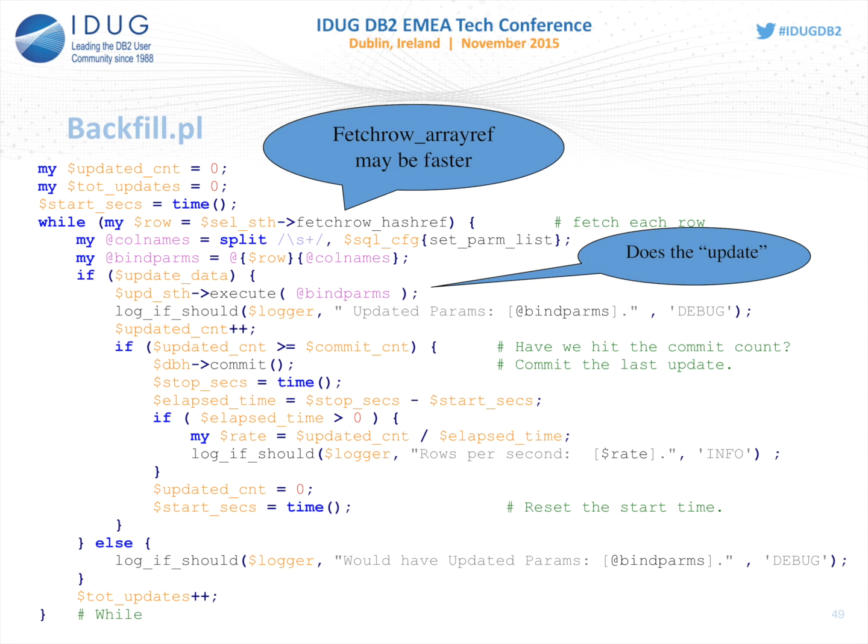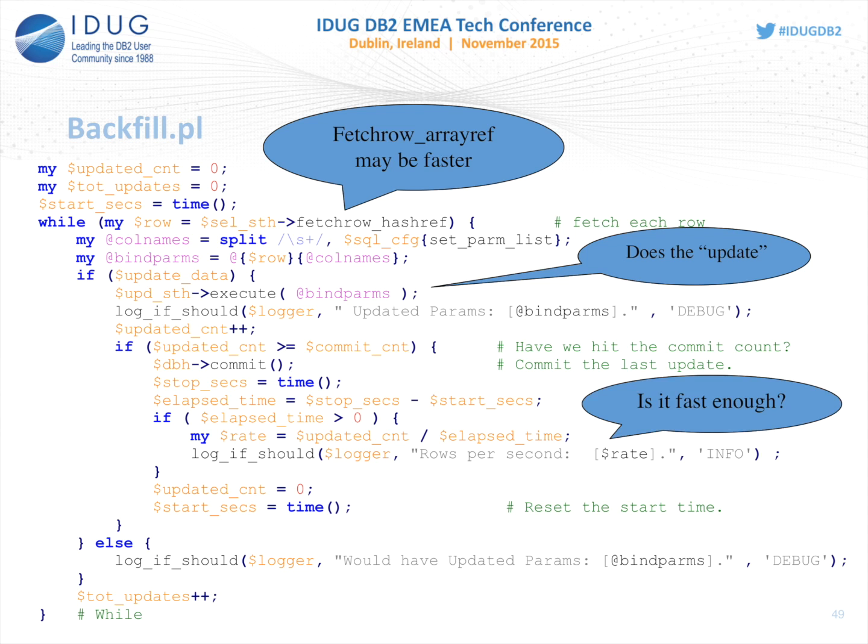And if you look at the Perl documentation, you'll see a whole bunch of back and forth about which one of these fetches is faster. Fetch hash ref is supposed to be slower. I don't care. The I/O is what takes all the time. The code running isn't a big deal.